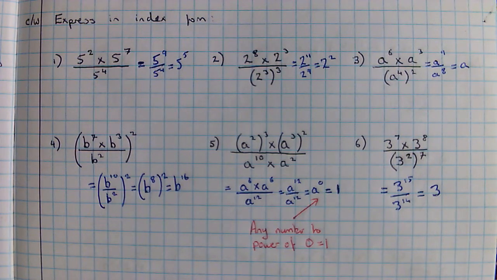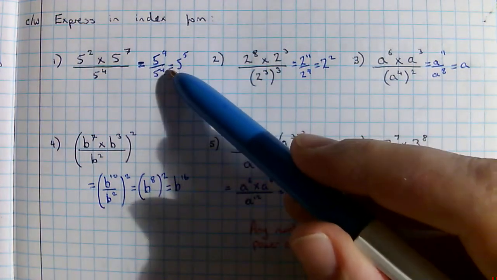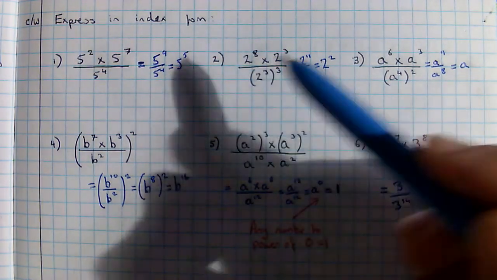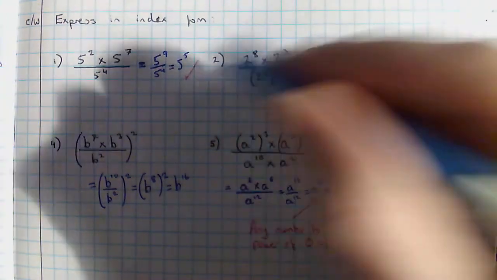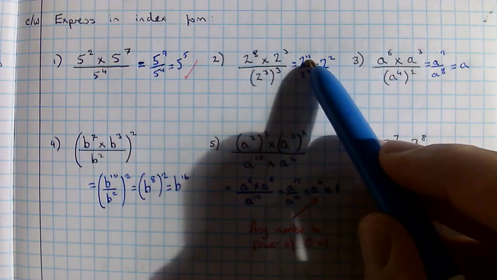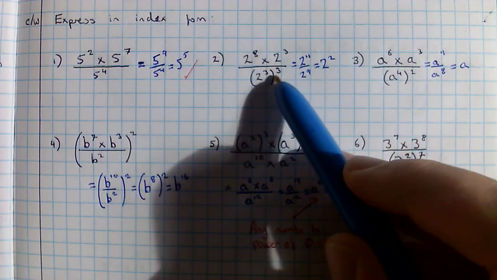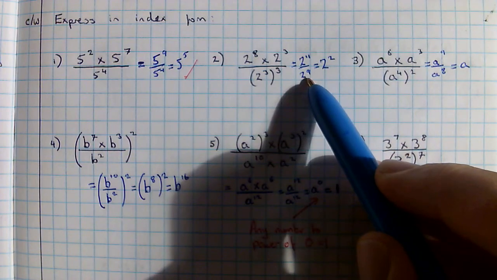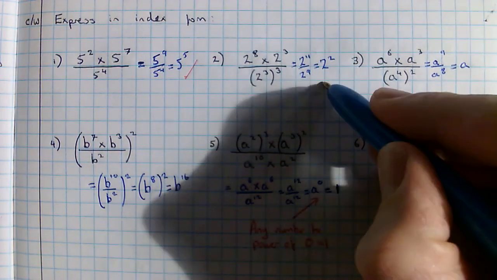Okay, so let's look at our answers now. So for the first one, you should have got 5 to the power of 9 divided by 5 to the power of 4. Taking away the powers gave you 5 to the power of 5. Here you're adding your powers to give you 2 to the 11. Here you've got power of a power, so you're multiplying them to give you 2 to the power of 9. Subtracting those gives you 2 squared.